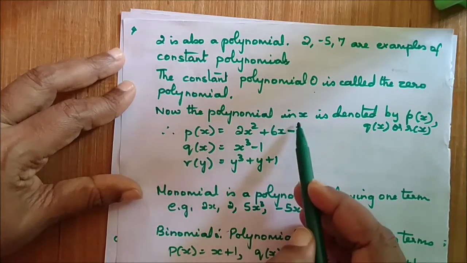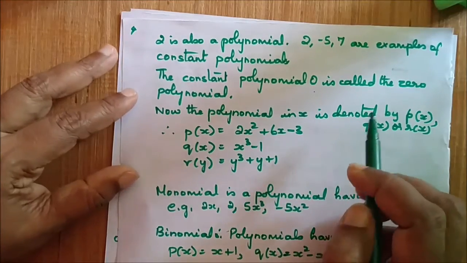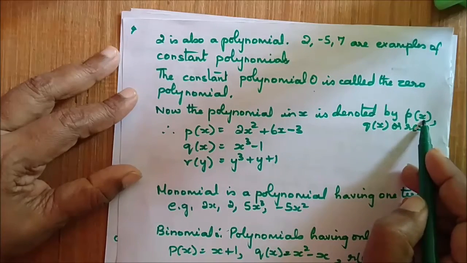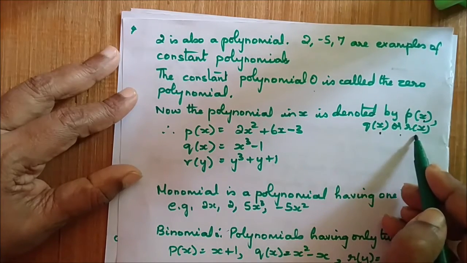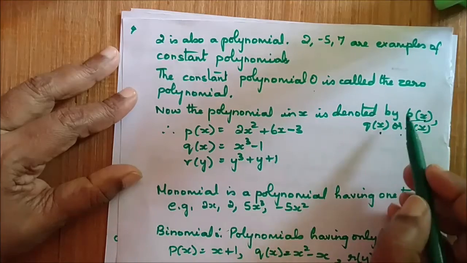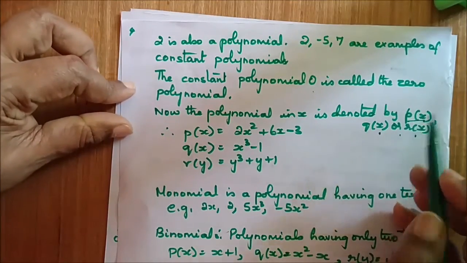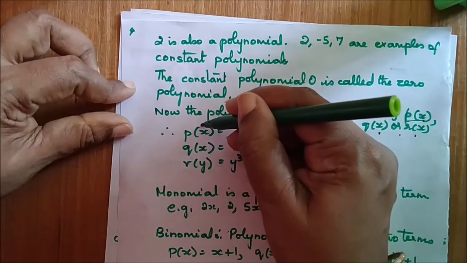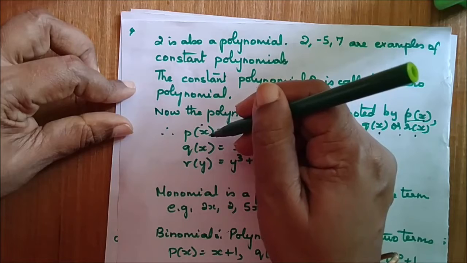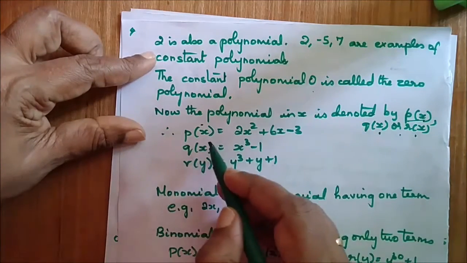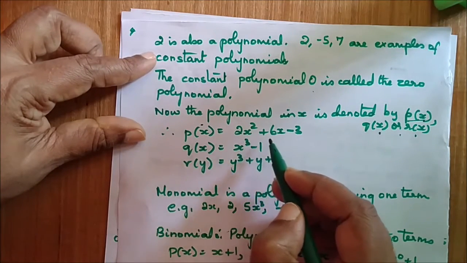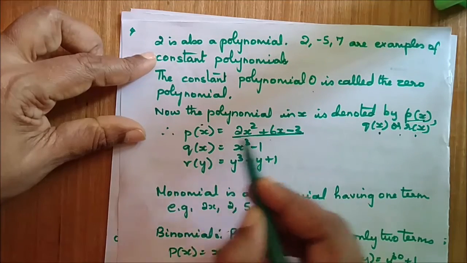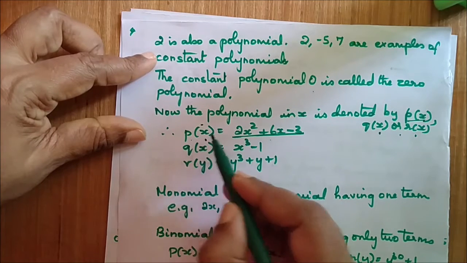Okay. Now the polynomial in x is denoted. We can also denote this polynomial with the symbol p of x, q of x or r of x. Now p of x is not p into x. The full polynomial can be denoted as p of x, or you can call it function of x. So p of x is equal to 2x squared plus 6x minus c. That is, we are denoting the whole polynomial as p of x. I hope you get it.